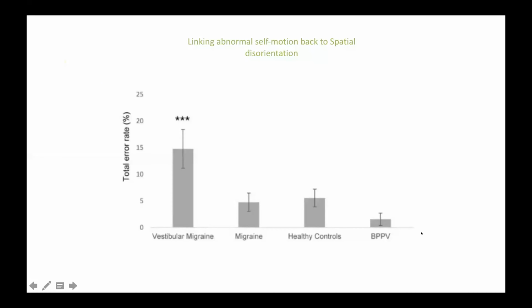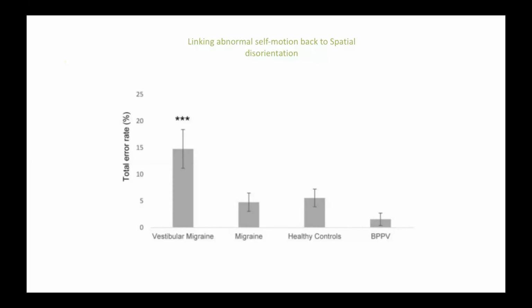Here on the x-axis, we have the different groups. You can see that in the migraine, healthy controls and the BPPV, the percentage error was relatively stable at around 5%, but it was almost 3 times higher in the vestibular migraine group at around 15%, indicating that this abnormal self-motion perception in the vestibular migraineurs was causing increased error rate, indicating that these patients were spatially disorientated.